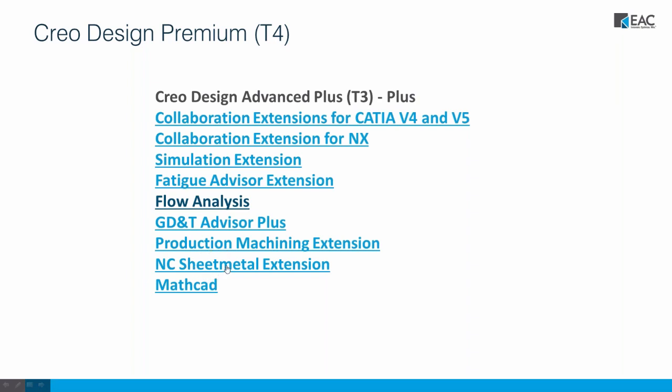Then we have sheet metal manufacturing extension. So this allows us to take the flattened out sheet metal part, place it on a large workpiece, it will nest it, make sure that you optimize the amount of material that you have there, and then create the tool paths on there, whether it's laser, plasma, or whatever, to cut out those particular components.